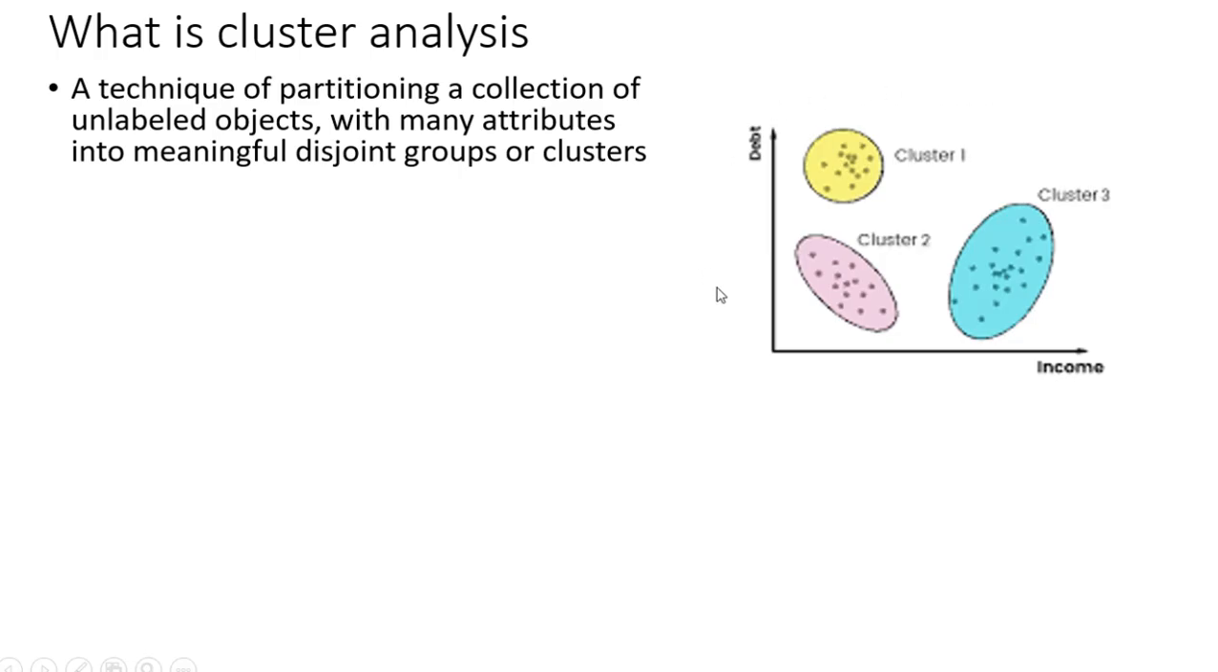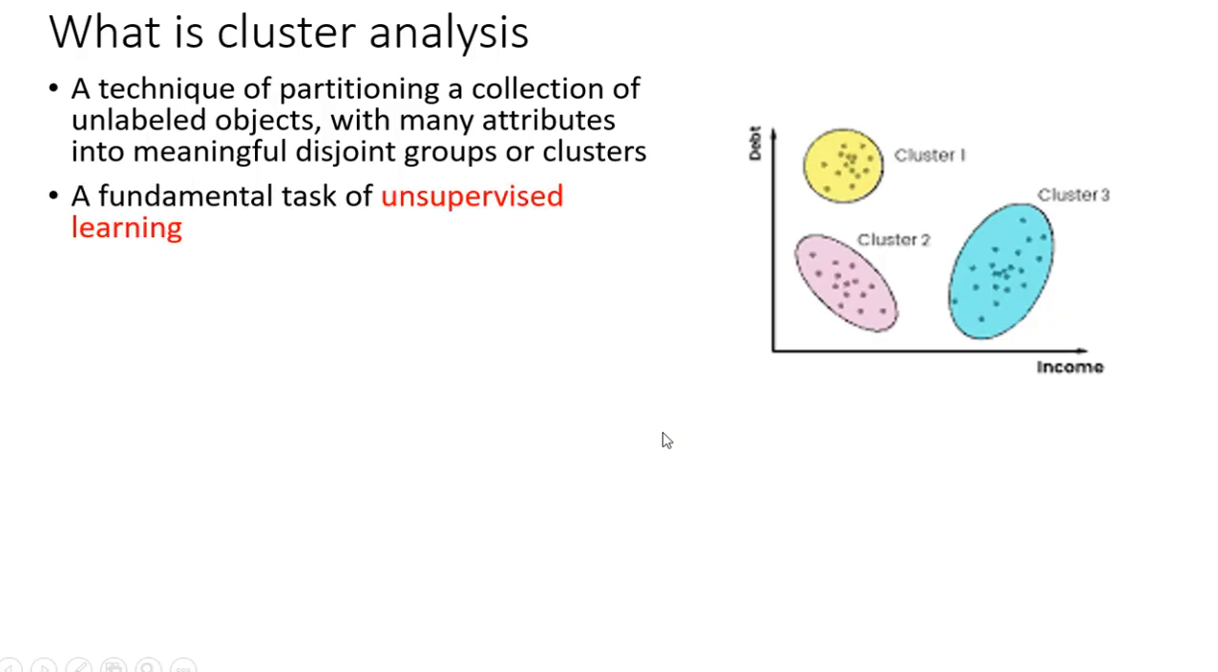So let's say these are the data points I have. The dots are nothing but the data points. Let's say I have many data points which are unlabeled. So basically there are no labels, right? And they can have different attributes. So during clustering, what we do is we try to group the data points into clusters and try to make some kind of groups or clusters.